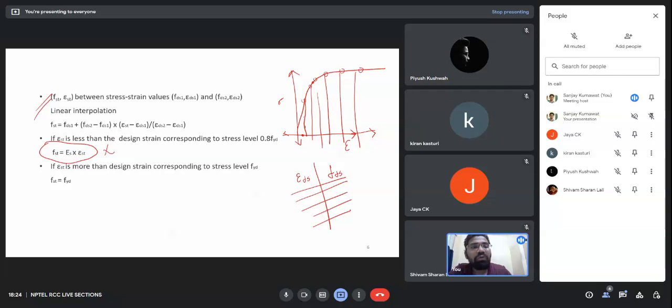Now, what would be the third case? For example, my design stress lies in this zone between these two strains. Can any one of you reply, or just unmute yourself and tell me what will be the design stress value corresponding to a point which is lying between these 2 points? For example, the stress value for this is Fy. Can any one of you tell me?